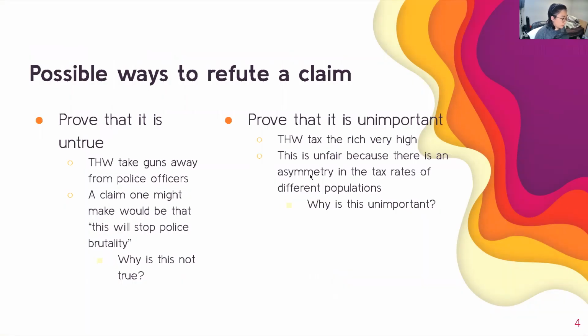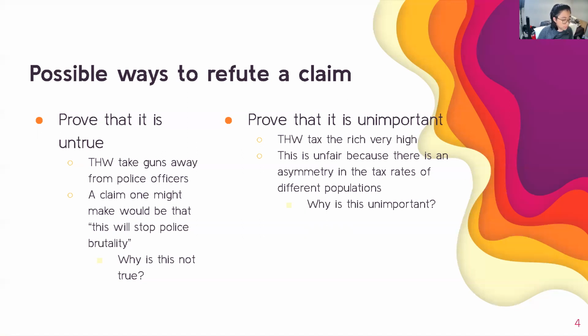Okay, so I kind of went through this already, but I'll just reiterate it again. Given that the arguments we make in debating exist on these two axes, these are the two avenues by which you can refute these claims. The first is to prove an argument is untrue, and the second is to prove that it is unimportant.